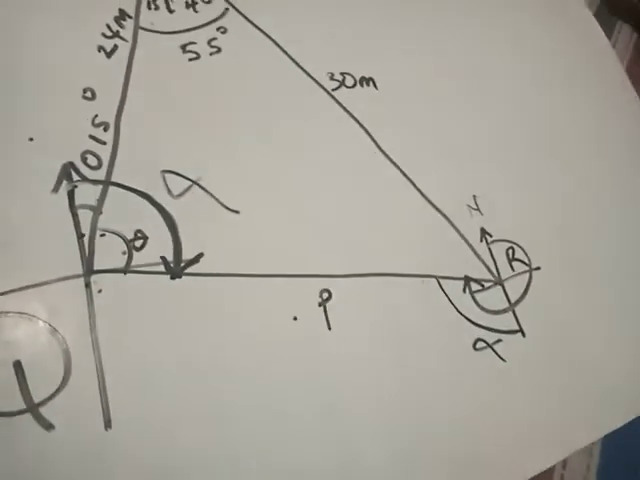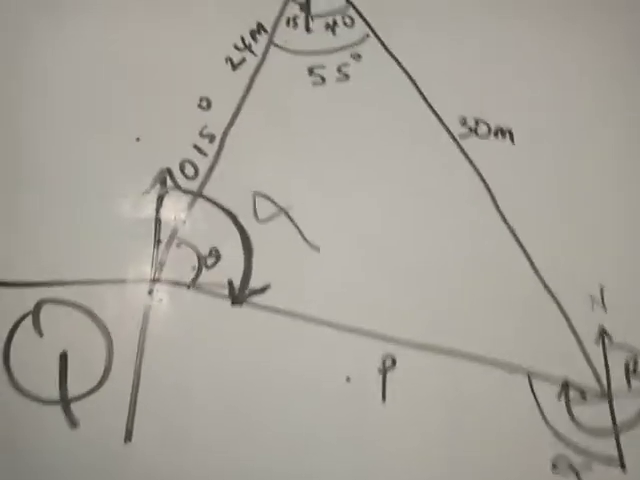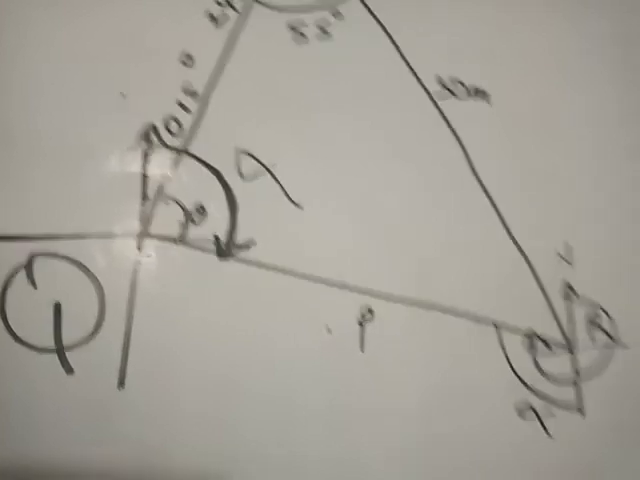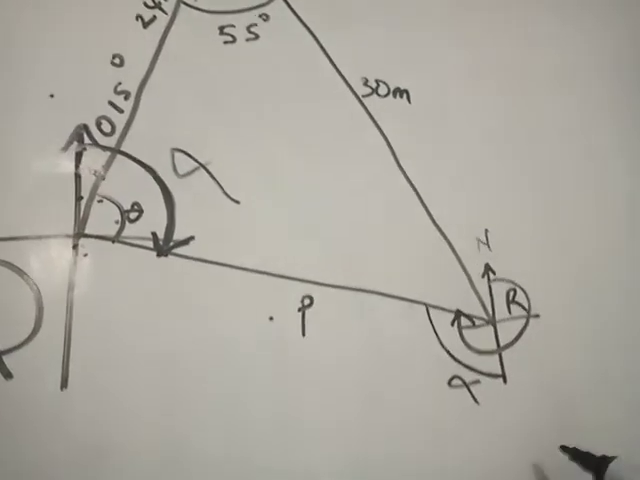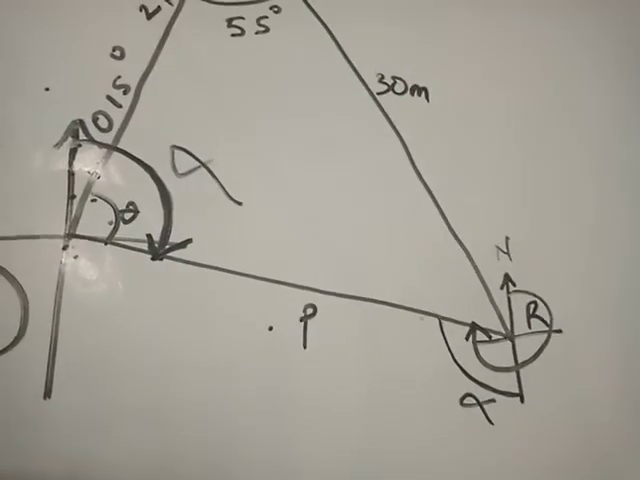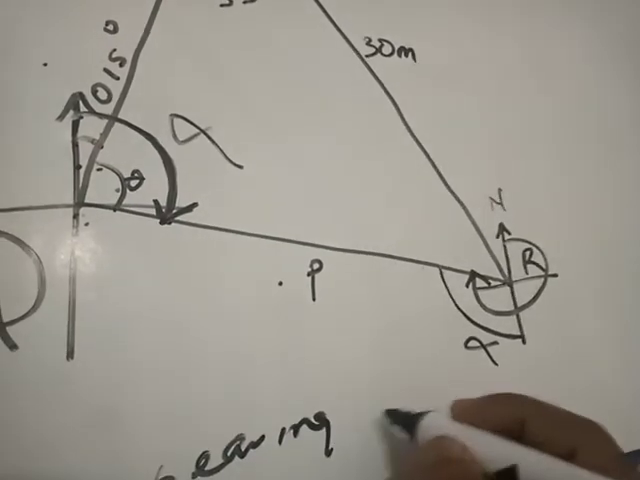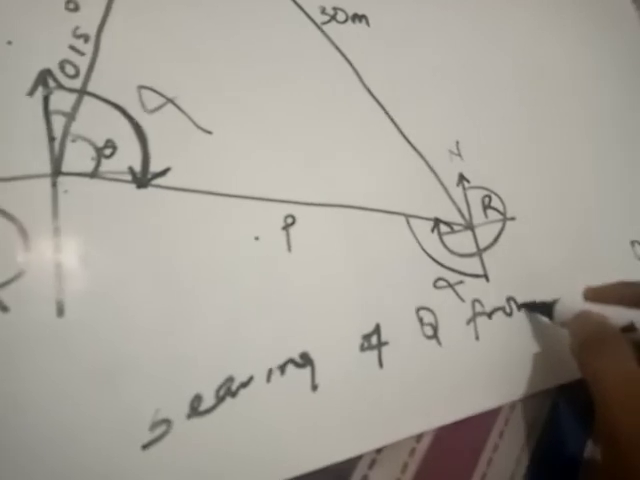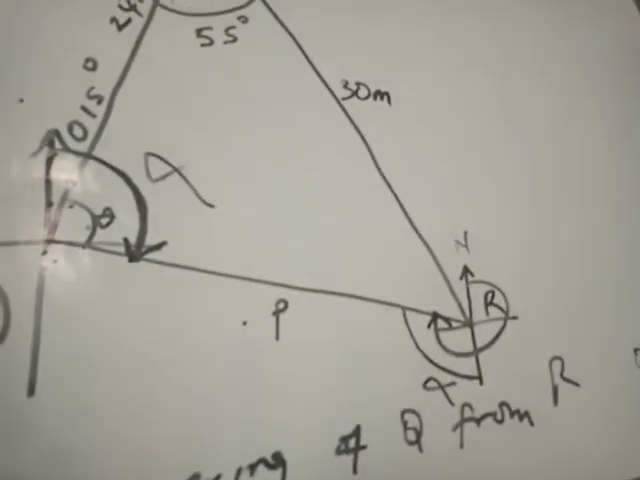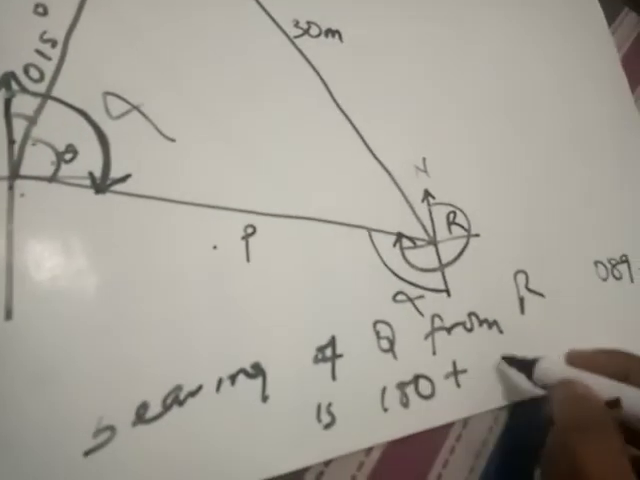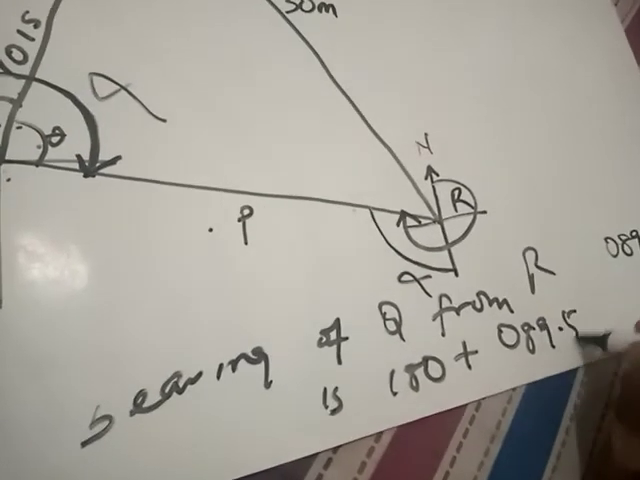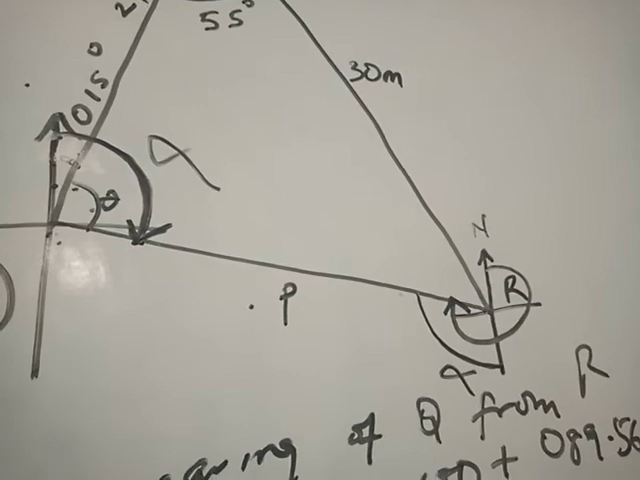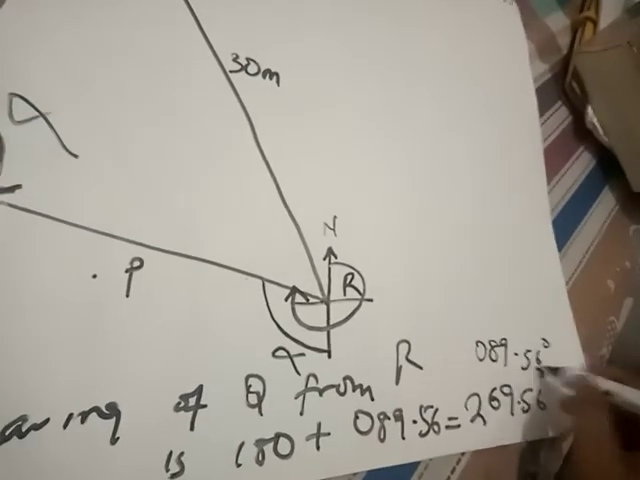Since from the solution in our note, we've already found out that alpha is 089.56, it means that the bearing of Q from R is 180 plus 089.56, which gives me 269.56 degrees.